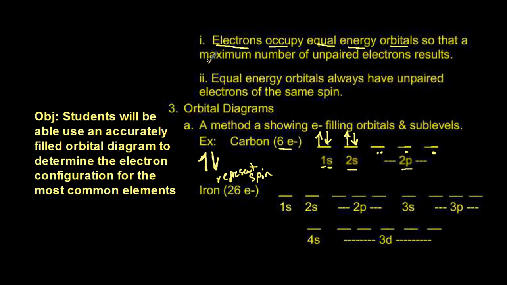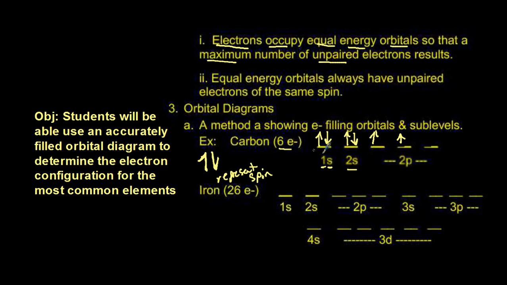So that a maximum number of unpaired electrons result. Well, we have 2 electrons, and so they are going to fill up separate sublevels until we run out of electrons. So this will be an up electron and another up electron, and that will count as our full 6.